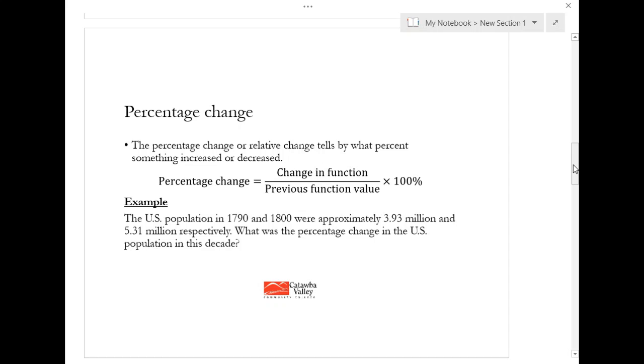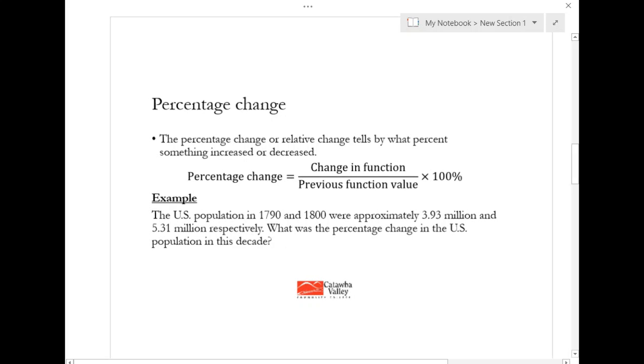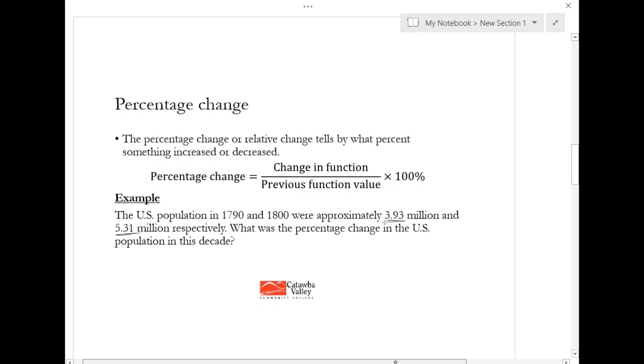So using this formula, we want to talk about the change in the function. The function's really just another way of saying the dependent variable. In this case, the dependent variable is the population of the U.S. So I want to figure out how much the population of the U.S. changed. So I've got this population and this population. So what was the change in population?